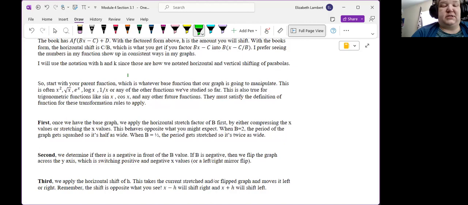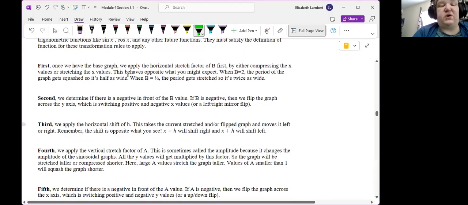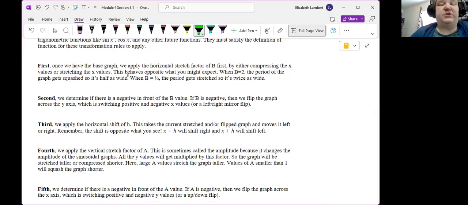And if it's negative, we flip the graph across the y-axis, which is a left-right mirror flip. All right, then we take care of the horizontal shift, h, inside the parentheses. This one lies, so we do the opposite of what we see, shift it left or right. All the points on the graph get shifted.